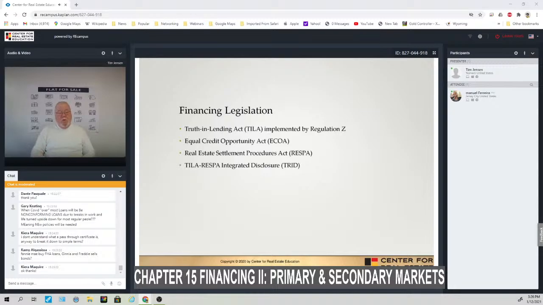Then there's the Equal Credit Opportunity Act, which says everyone is entitled to equal credit treatment, and it cannot be discriminatory. The only thing that you can be denied credit for is the inability to meet the requirements to pay back the debt. Wow.